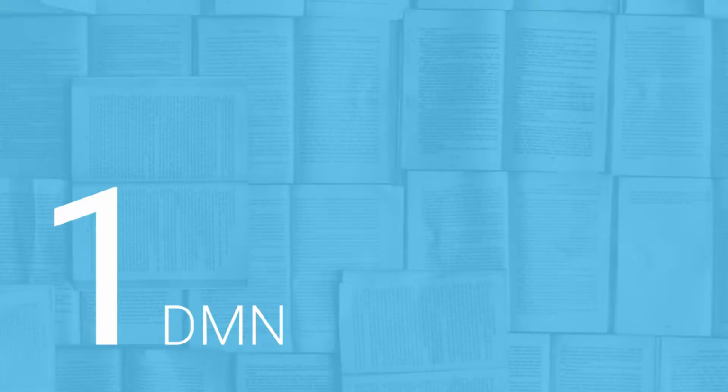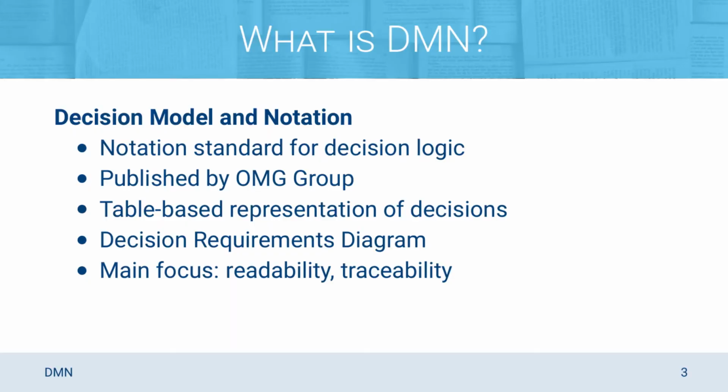What is DMN? DMN stands for Decision Model Annotation. It's a standard designed to express decision logic. It has been designed by the Object Management Group, the same group that publishes the UML standard. In DMN, we create table-based representations of decisions. In this way, we try to increase readability of decisions.